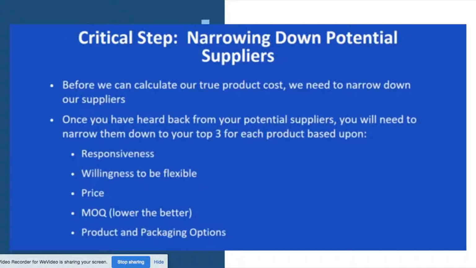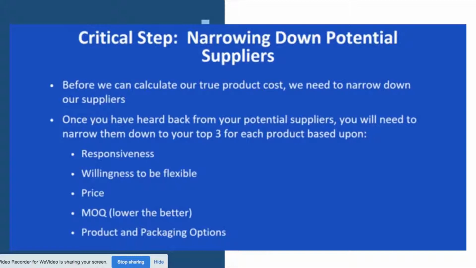Of course, the lower the better. And then the product and packaging options. These are the things you will need to consider with regards to the suppliers who are replying to you. If a supplier is very quick to respond, that's a good potential partner, someone very prompt and fast. If they're willing to be flexible, and willing to negotiate, that's someone you can easily work with. If the price is good, that is someone you can also work with. And of course the MOQ, the minimum order quantity, definitely the lower the better.